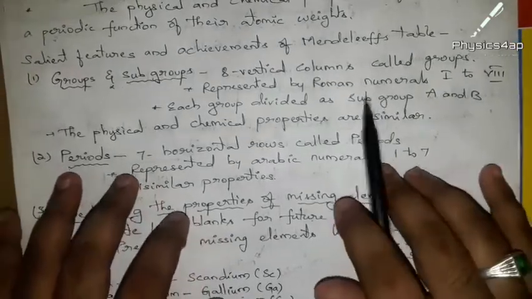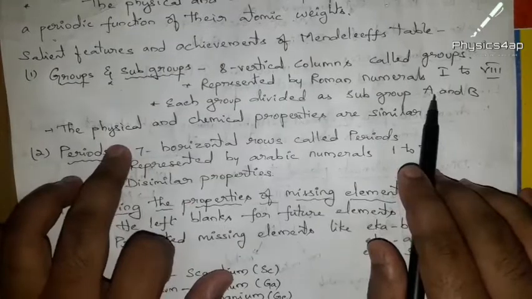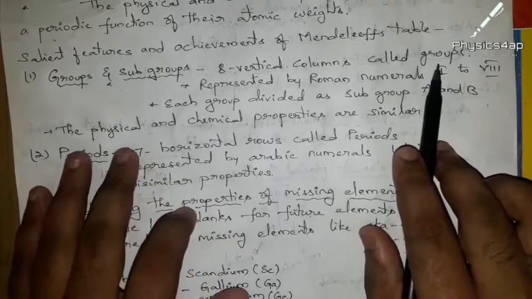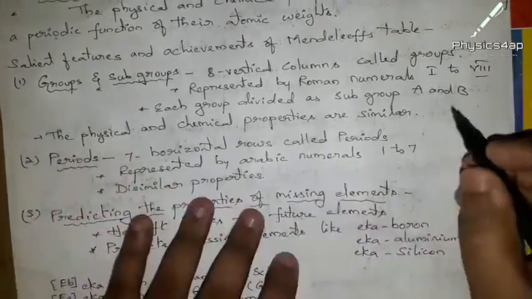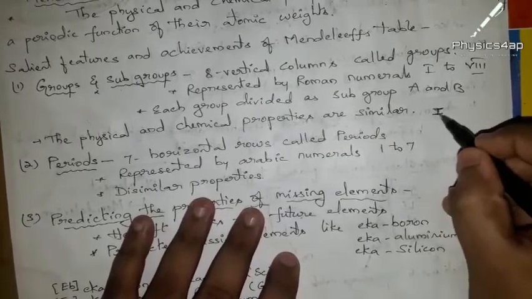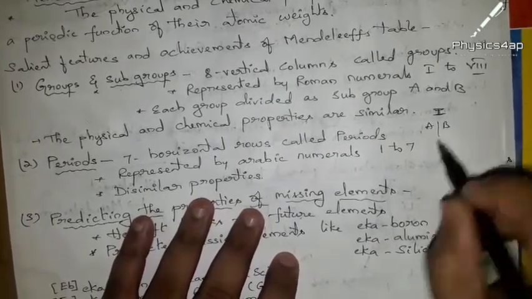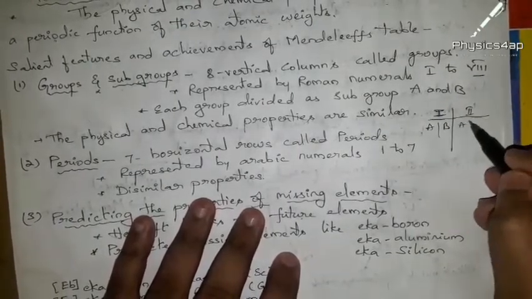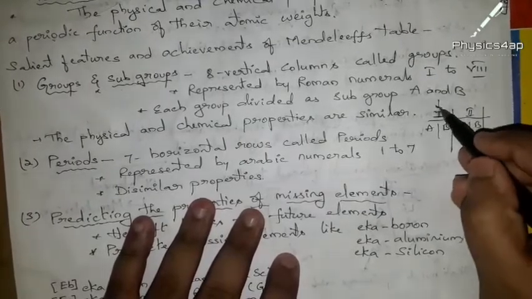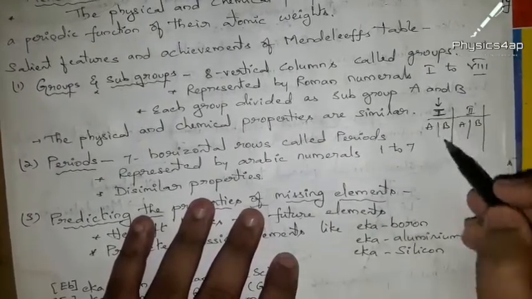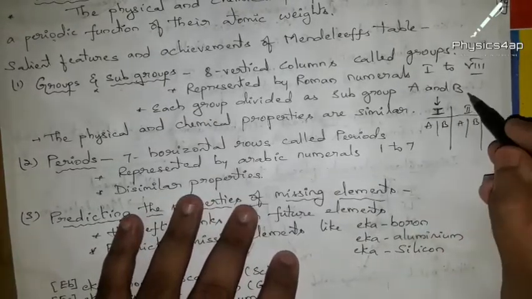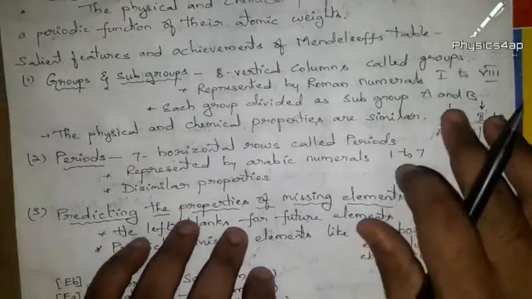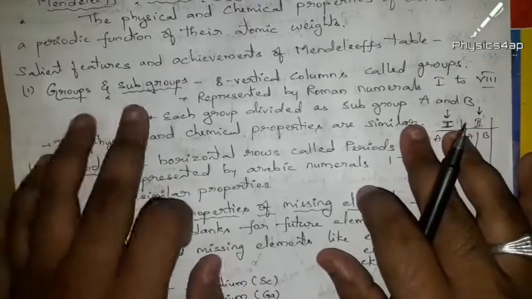Like that he divided them into subgroups, and he said that the elements present in a group have the same physical and chemical properties. For example, if we take the first group, we have two subgroups, A and B, and similarly the second group has subgroup A and subgroup B. What I was saying is that the elements in the first group, either A or B, all have the same physical and chemical properties, and likewise for the second group. This is what Mendeleev explained about groups and subgroups.